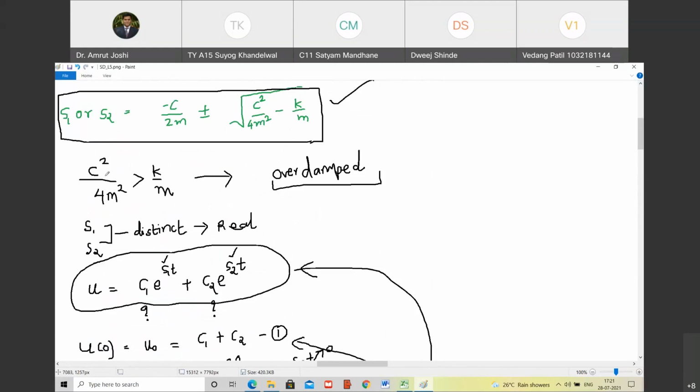Yes. So what we will do is, in the worst case, c square upon 4m square must be equal to k by m. Do you agree with me? Yes. So this goes to the other side, so what does c square become? C square is equal to 4m square k by m. No, 4 km, that's all.